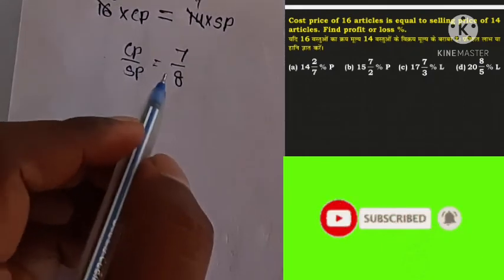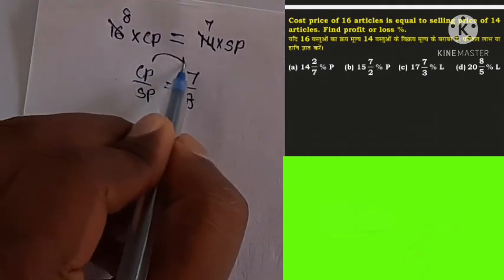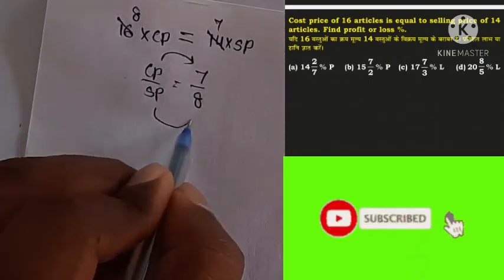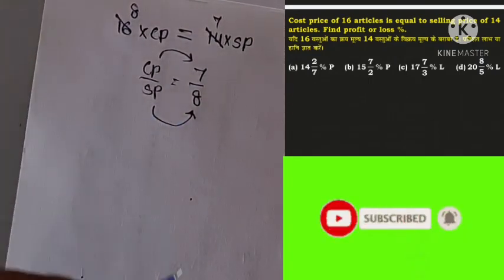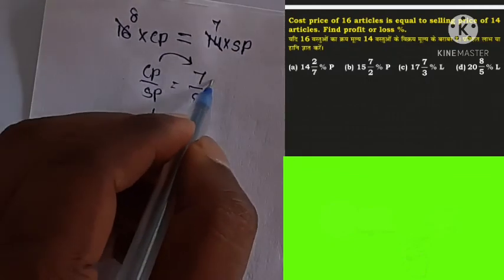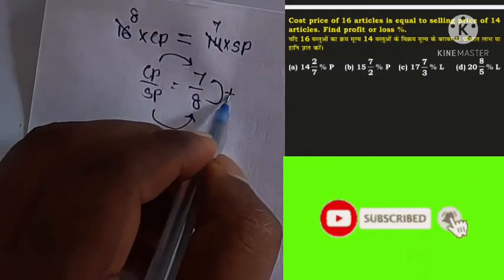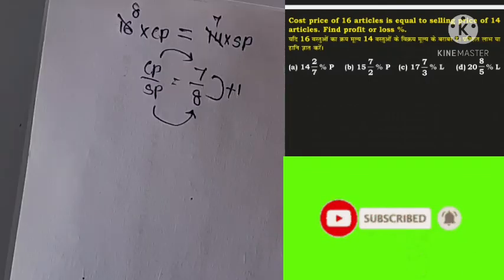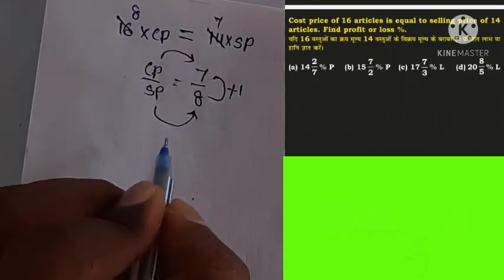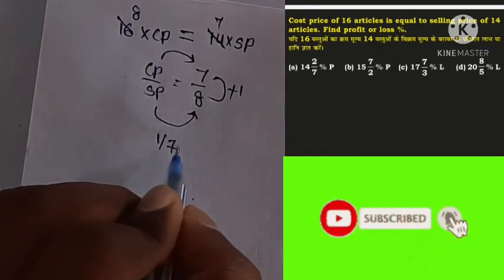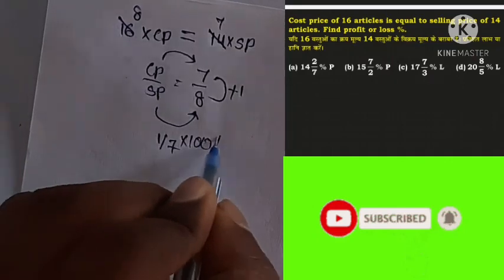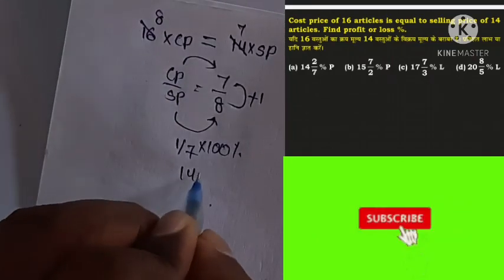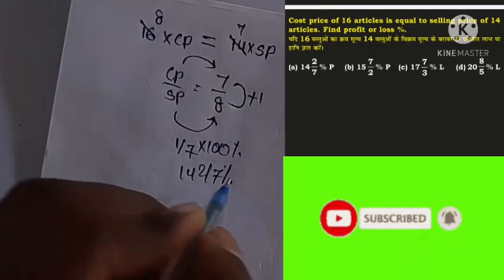Here the CP by SP is equal to 7 by 8. So here the cost price is 7. The selling price is 8. So the profit is plus 1. Find profit or loss percentage. So profit percentage is equal to 1 by 7 into 100 percentage. So value is equal to 14 2 by 7 percentage.